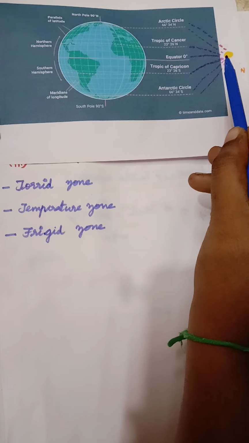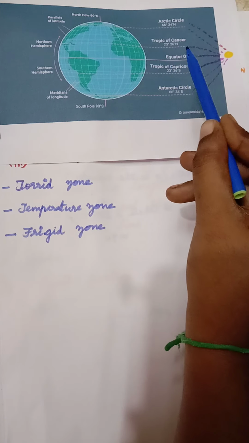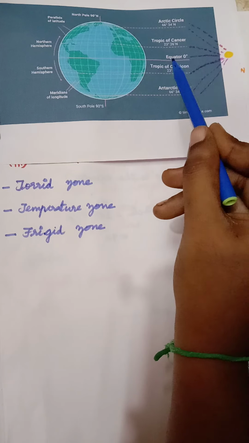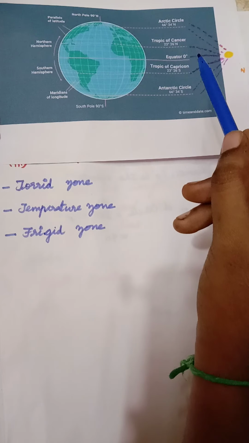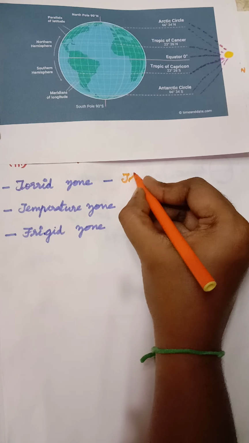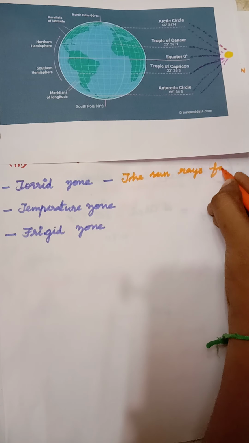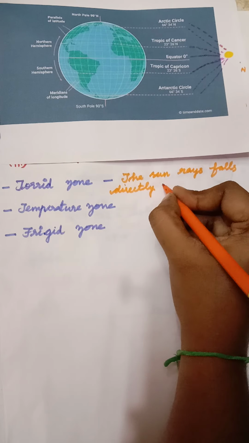When the sun rays are directly overhead of the Tropic of Cancer and the Tropic of Capricorn, you can see, the sun rays fall directly overhead. That is known as the torrid zone.